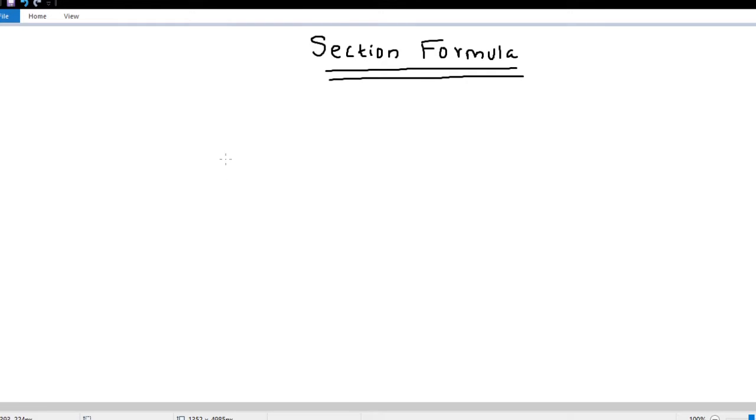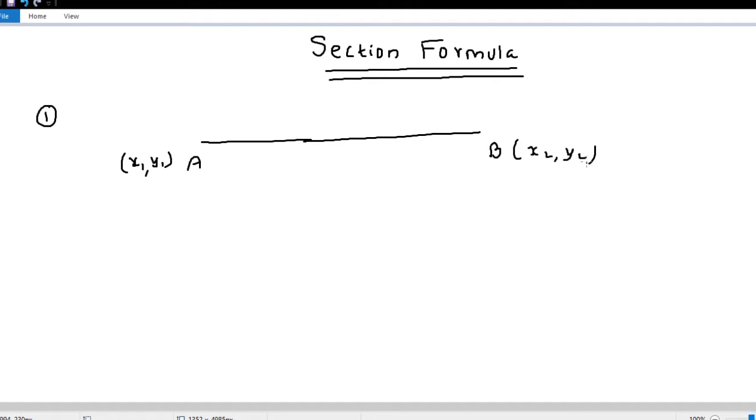Let us learn today's section formula, an important topic for ICSE. Let us consider a segment AB having coordinates x1, y1 and x2, y2 such that there is a point P on AB which is collinear with AB. Let us say its coordinate is x, y, and let P divide AB in the ratio of m:n.